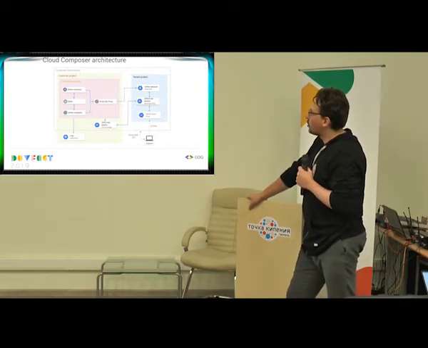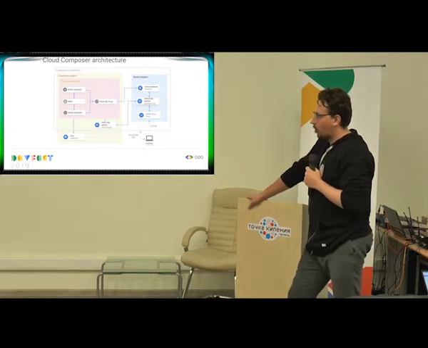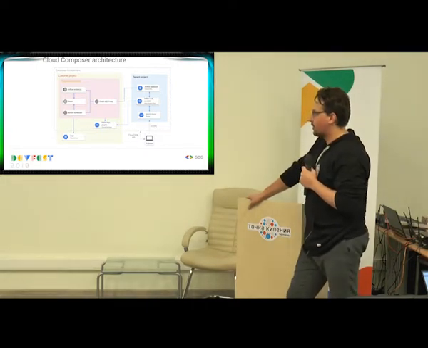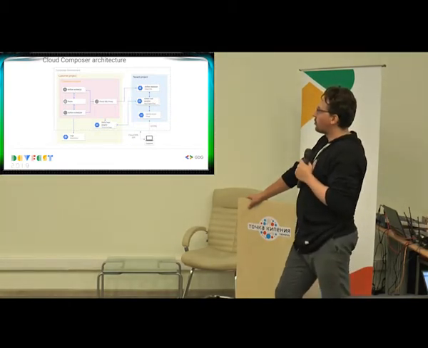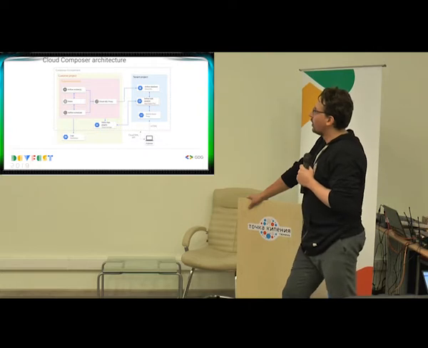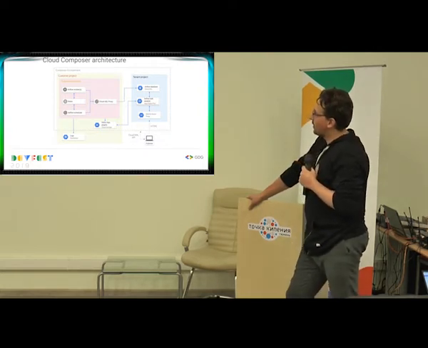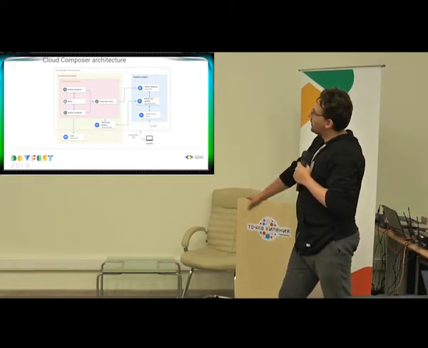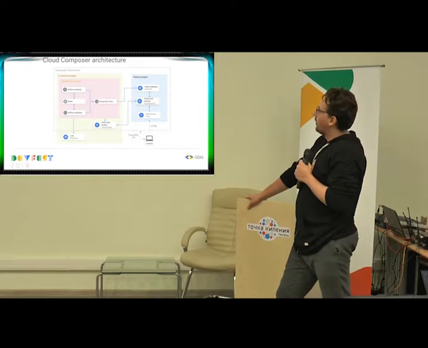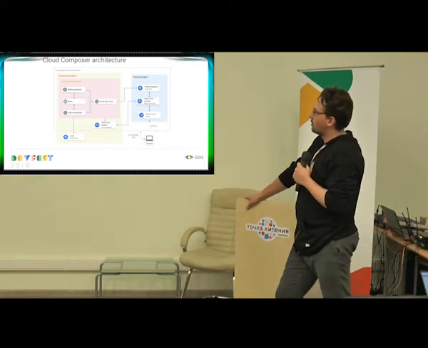There are a few things to note here. In GCP, all of the cloud resources live in a project. And for Cloud Composer, you actually have two. One is the tenant project, which is managed by a group you don't even see. There you have the database and the web server. And other things live in your own project, which means you can manage them.